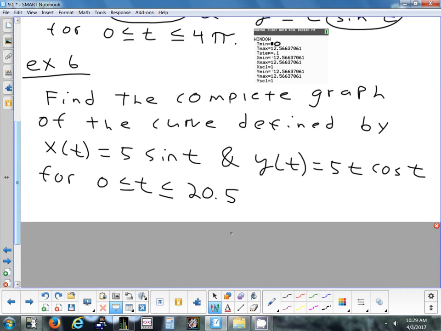How about this function? 5 sine t. Those are my x values. Is it going to grow forever? No. What's the maximum that thing I just circled could ever be? 5. And the minimum? -5. So this is a periodic function, which means your x's are going to keep repeating. How about the y values? Are those going to be repeating?